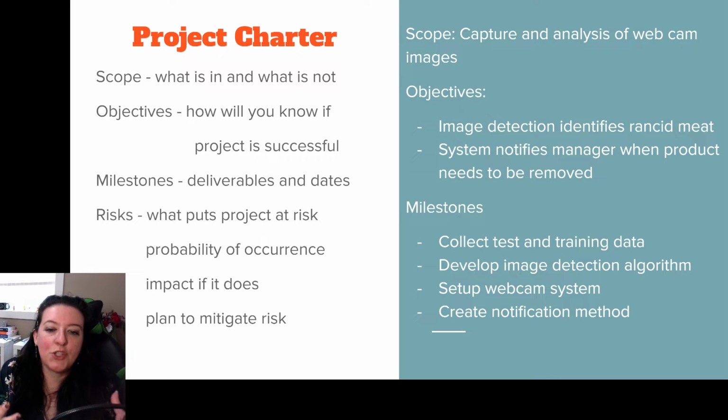And then we have objectives. How will we know if the project is successful? Objectives are not steps in the process, but they're how we're going to measure the success of the project.